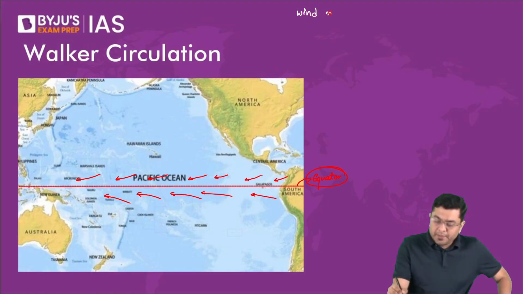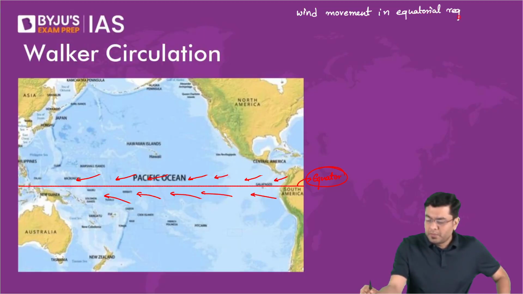Wind movement in equatorial region is east to west.